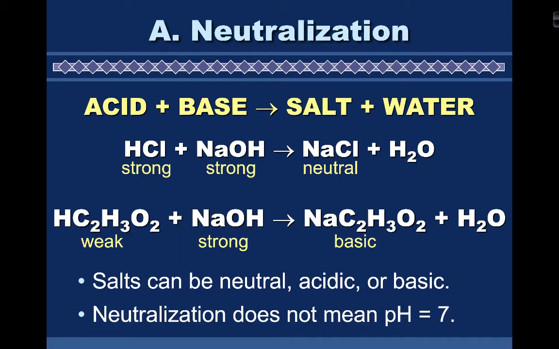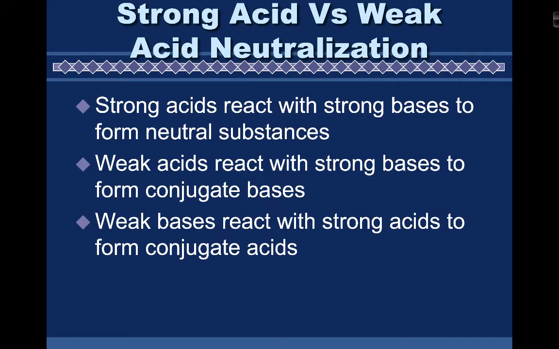Okay, so when we talk about neutralization reactions, that doesn't always mean that your pH is going to be 7 at the end. If I have a strong acid and it reacts with a strong base, it'll form neutral substances. Weak acids will react with strong bases to form conjugate bases, so I actually make a basic salt, a basic ionic compound. A weak base reacting with a strong acid is going to form a conjugate acid, so I make something acidic. So my titration, a lot of times, will utilize acid-base neutralization reactions. Now you can have other types of reactions with titration, but that's one of the primary reactions that we typically see.